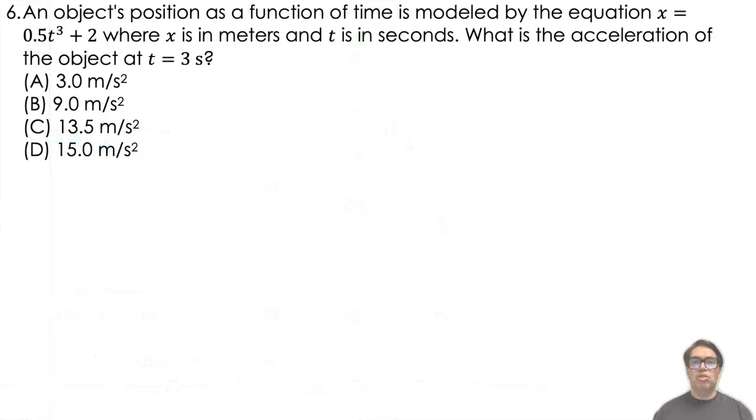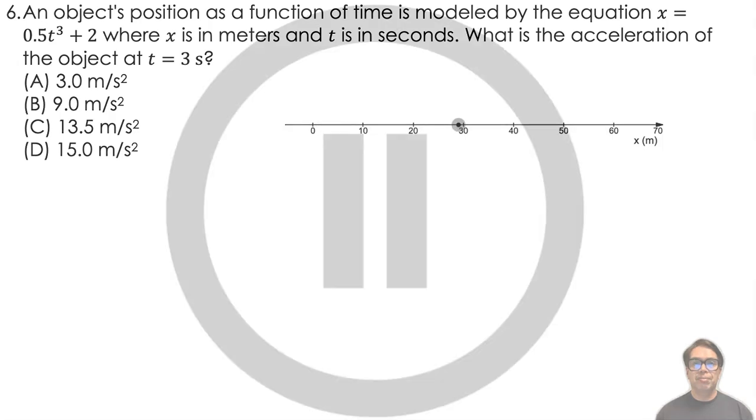An object's position as a function of time is modeled by the equation x equals 0.5 t cubed plus 2, where x is in meters and t is in seconds. What is the acceleration of the object at t equals 3 seconds? You should pause now and try to get the answer on your own.